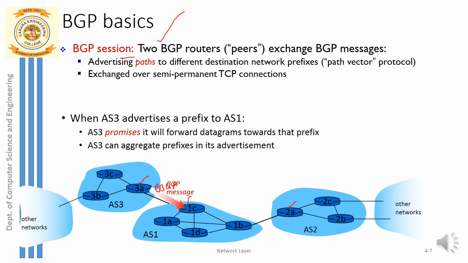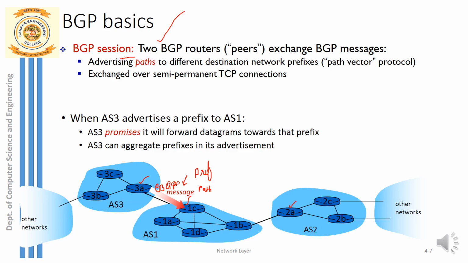You can see AS3 is advertising to AS1. So what is the information contained inside this advertisement? Two pieces of information are shared. One is the prefix information. One more is the path information. So first I will tell you about the path. What is actually the path that is circulated?